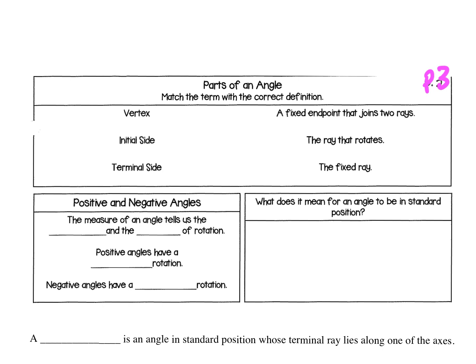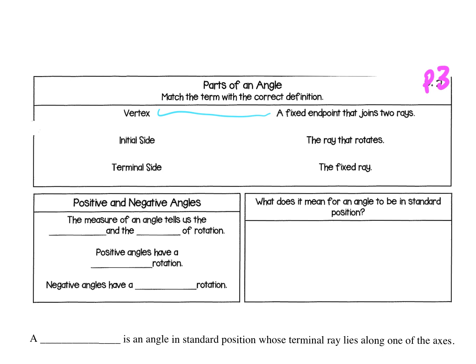CJ, a fixed endpoint that joins 2 rays. Is that a vertex, initial side, or terminal side? That would be the vertex, good. And then the ray that rotates, and then the fixed ray. So the wording of that's kind of weird, but I think hopefully you can pick up on that. The ray that rotates, is that terminal side or initial side?